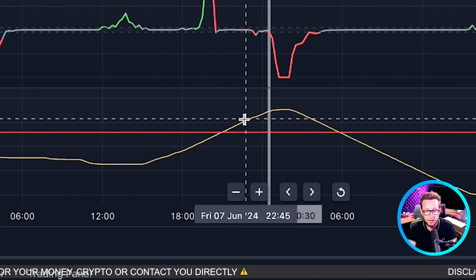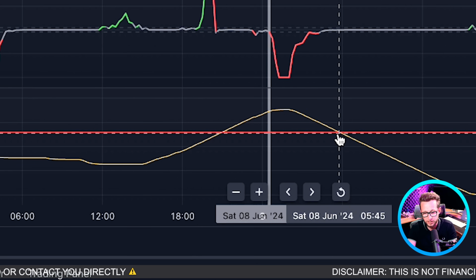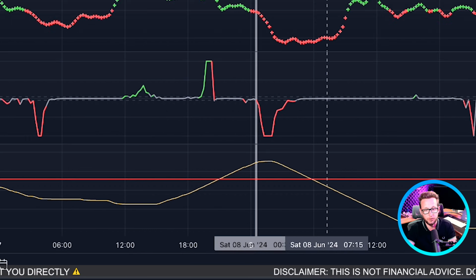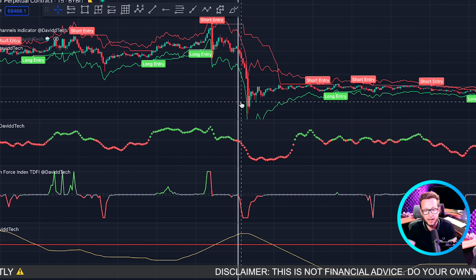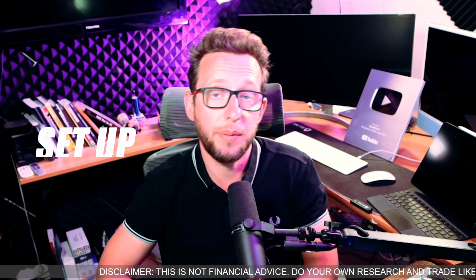For us to take a trade, whether it's short or long, the stiffness indicator has to be above our threshold, and that's the only thing we need to know. As you can see, this one here would have actually confirmed and we would have made that trade. Okay guys, that is our setup for today.